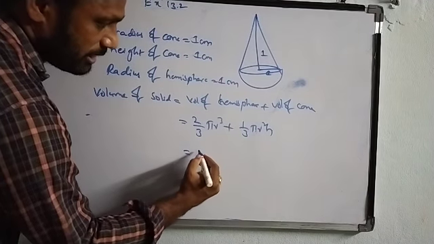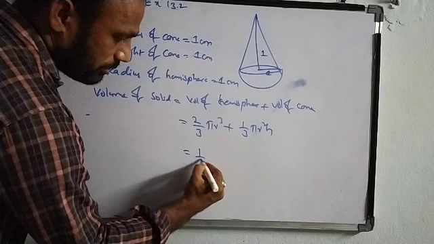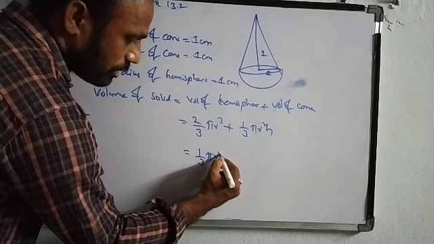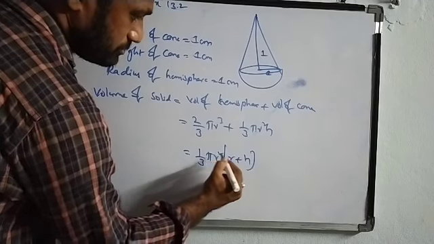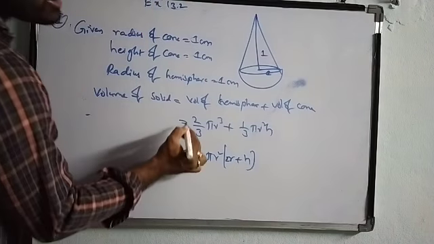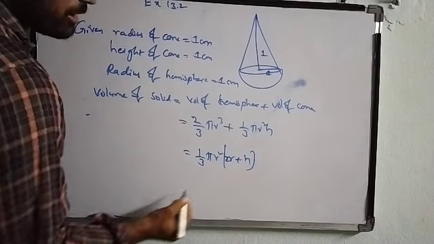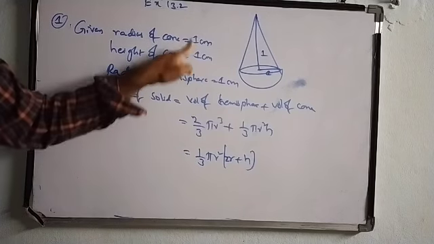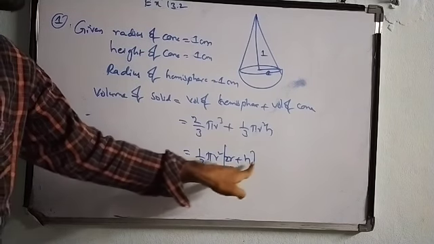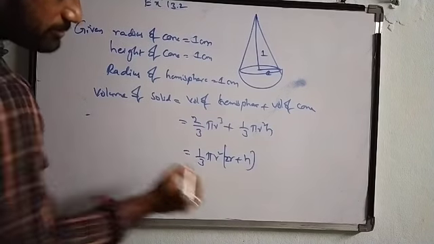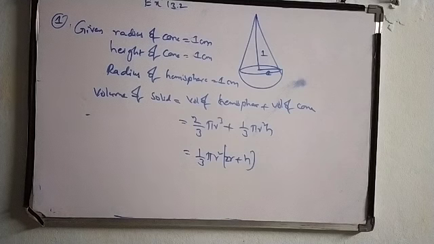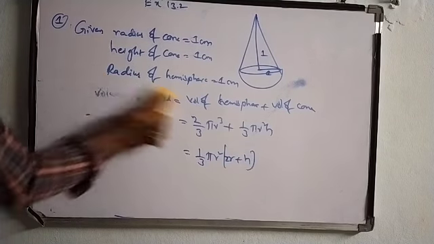So in this we can take 1 by 3 pi r square common. Here what is left is 2r plus h. Why? Because 2 is there here. So 2r plus h. In place of radius put the value 1, and in place of height of the cone put value 1. So your answer should be pi. Don't touch the pi value, keep it as it is. Let us go with the next question, second.